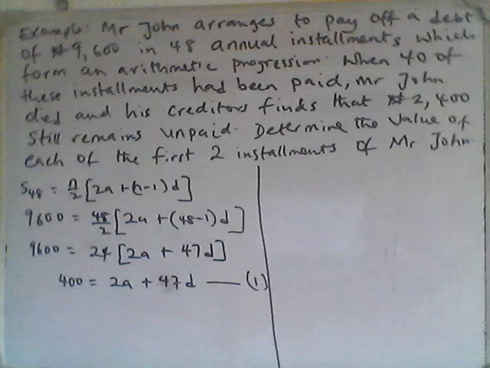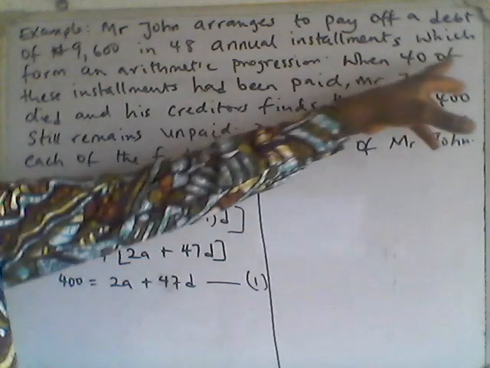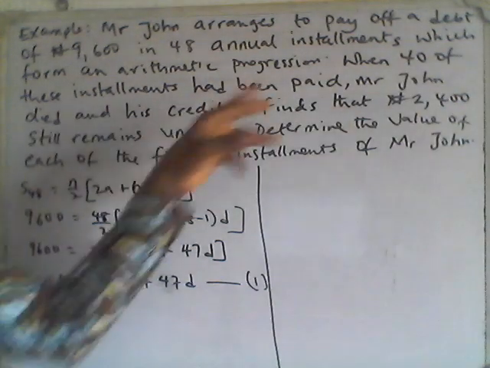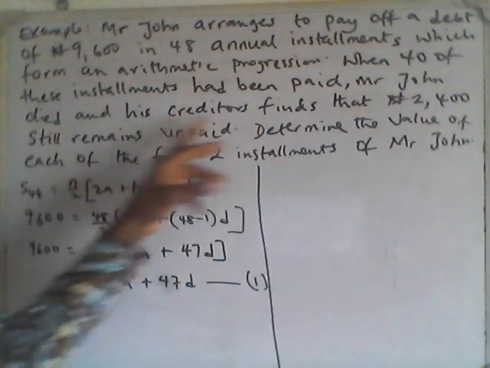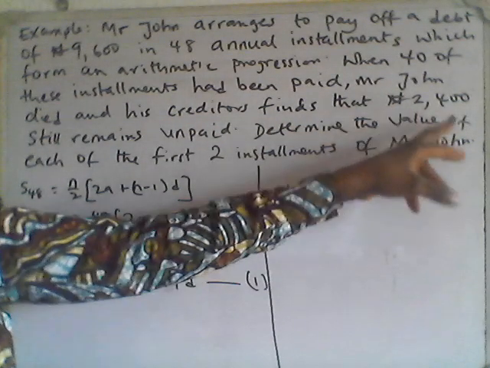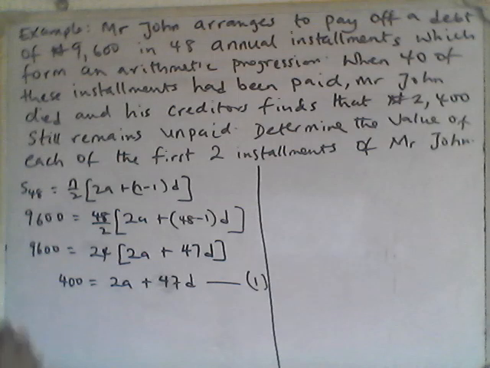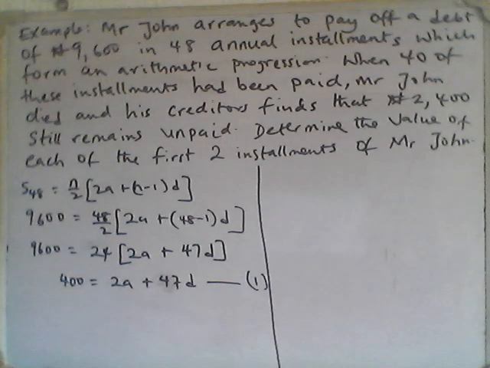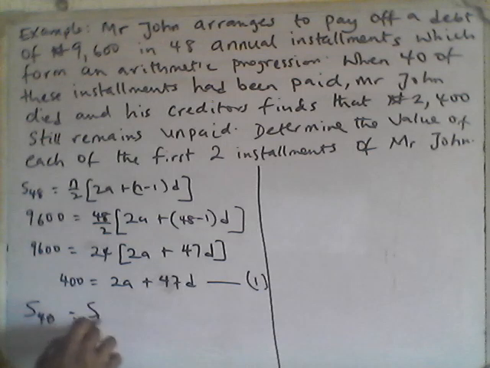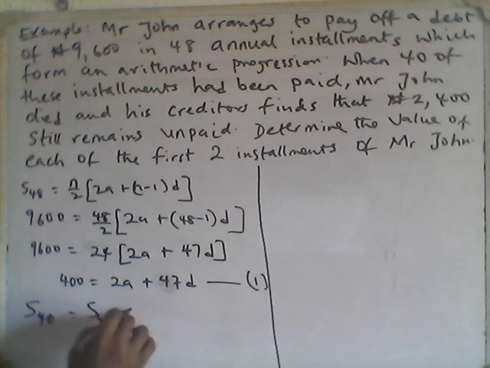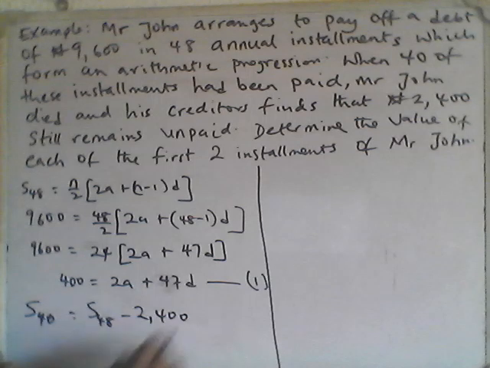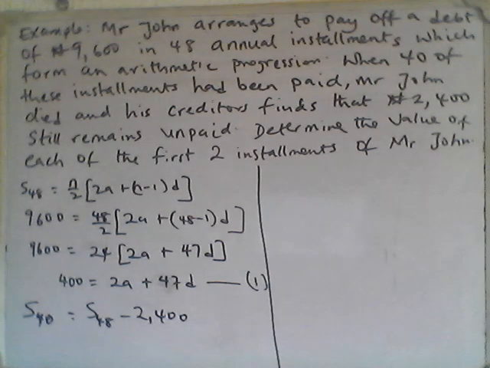Now I'm going to get the second equation from the second statement. It said, when 40 of these installments have been paid, Mr. John died and his creditors found that 2,400 was left. So I'll get S40. How do I get S40? The actual value of S40 is S48 minus 2,400. Why? I'm told that S48 is already 9,600.